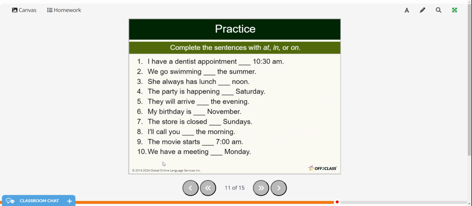All right, so now see if you can figure out whether these sentences need at, in, or on in the blanks. You can pause the video and do that on your own, and then restart when you're ready to see the answers.